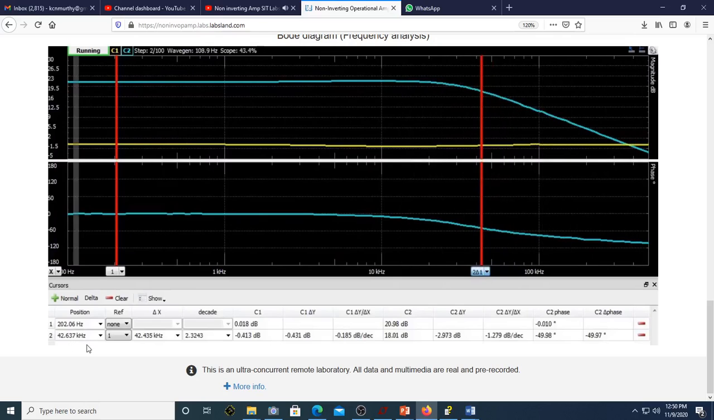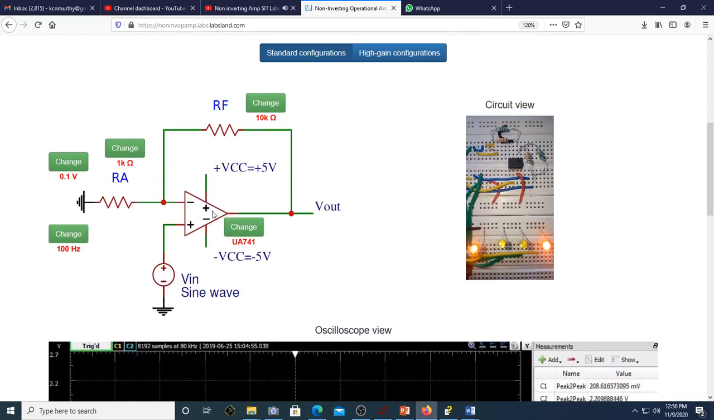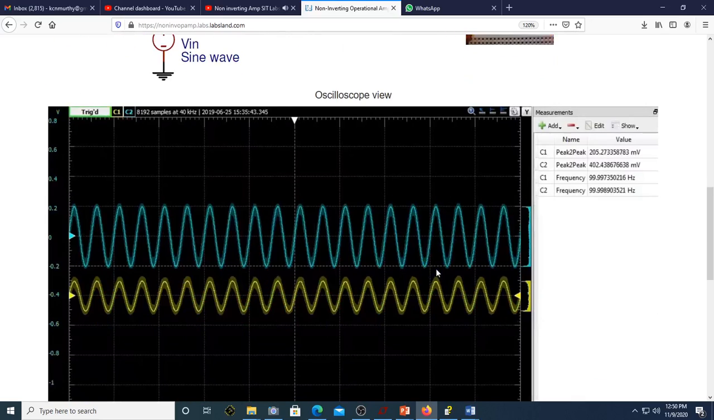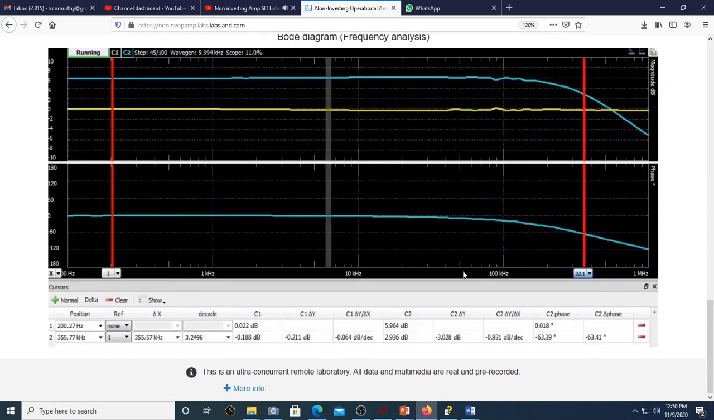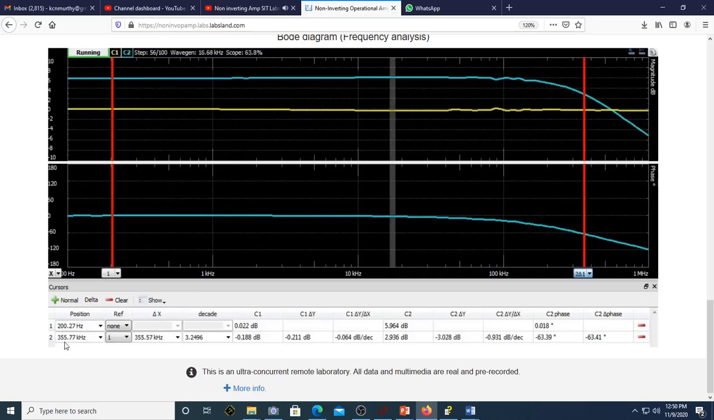If the gain of the amplifier is changed to 2 V per volt by choosing the resistance values of Ra and Rf as 10 kΩ, the oscilloscope view shows a gain of almost 2 and the Bode plot readings are DC gain of 5.966 dB at 200 Hz and 3 dB bandwidth increased to 355 kHz. This demonstrates, as the gain of amplifier decreases, the bandwidth increases.